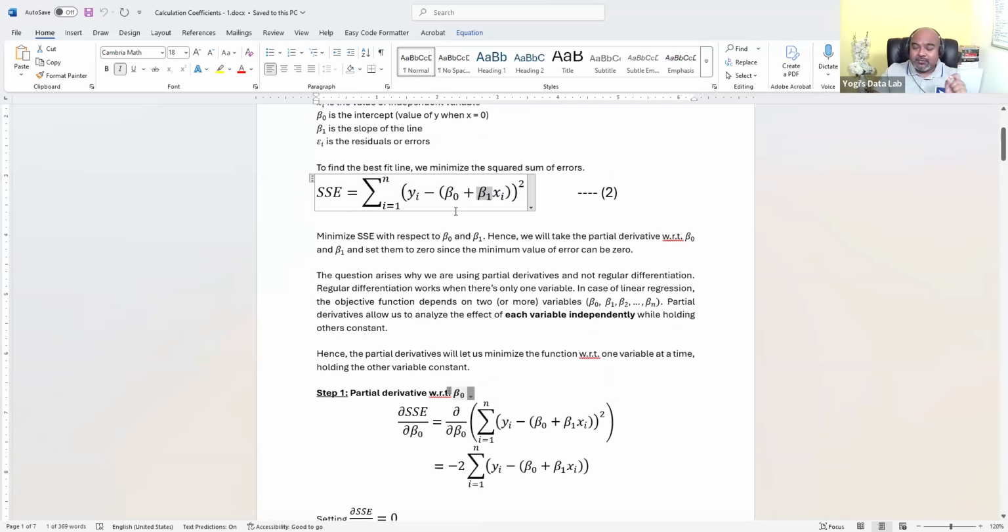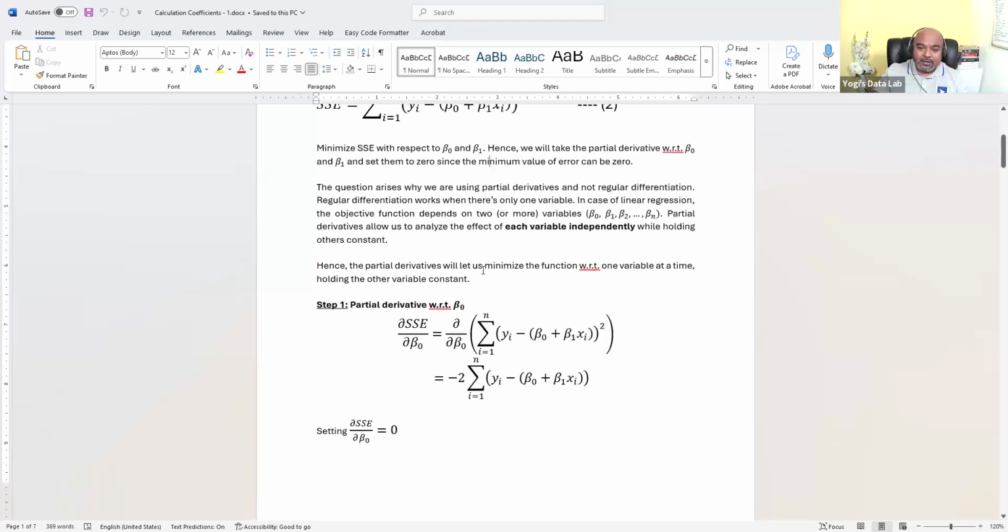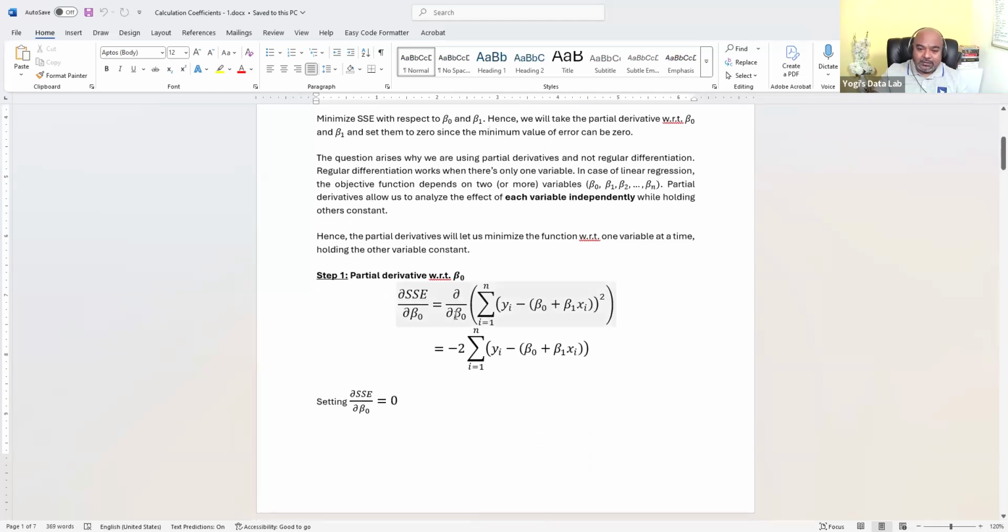If it is dependent on a single variable, I can go ahead and do d by dx or d by dy. But here I am depending on two parameters, and since it is dependent on multiple parameters, I will go ahead and use a partial derivative, not the complete derivative. So I'm doing del by del beta 0 and I'm putting my equation over here.